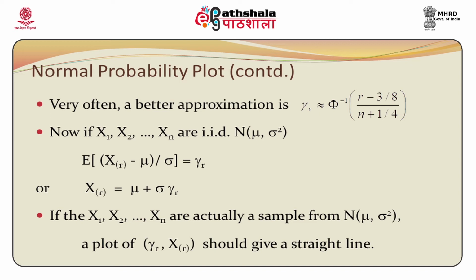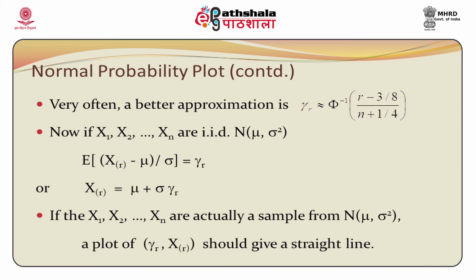Mind you, gamma r can be obtained because it is the expectation of zr and we know that it is phi inverse of r by n plus 1. So, given r we can always calculate this value and xr is from the sample. So, we plot this xr against the corresponding gamma r, and by what we have seen it should come out as a linear function. It should be a straight line, and if it is a straight line, then we can say that the xi's are normal mu sigma square. This is what the normal probability plot gives us, a plot of gamma r against xr, and if the plot shows a straight line, then we can say that the underlying distribution is normal.